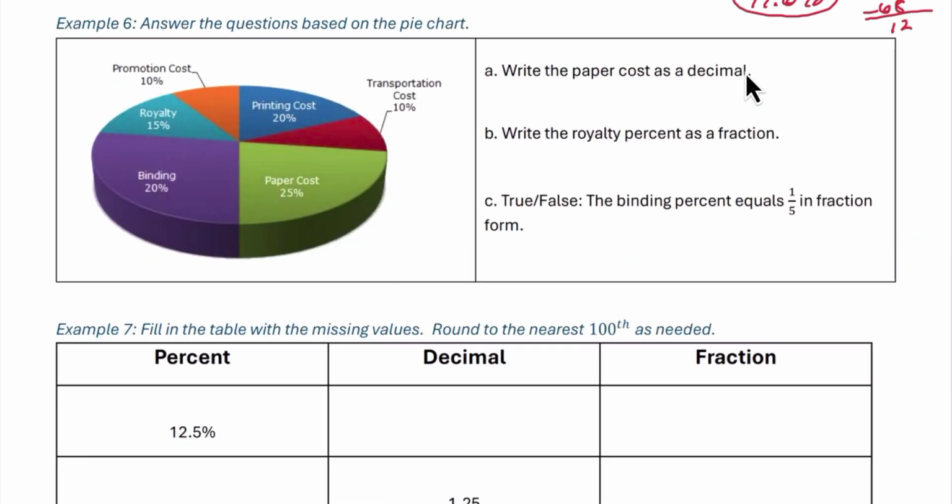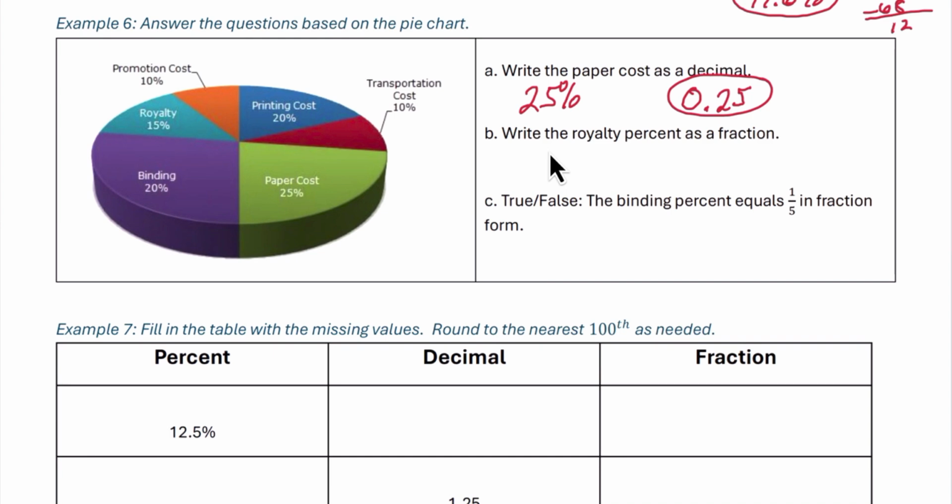In example 6, we're looking at this pie chart to answer the questions. Part A, write the paper cost as a decimal. Notice the paper cost is 25%. We want to write that as a decimal. To convert a percent to a decimal, we move the decimal point 2 times to the left and drop the percent sign. So that would be 25 hundredths.